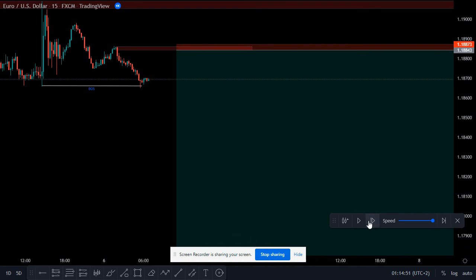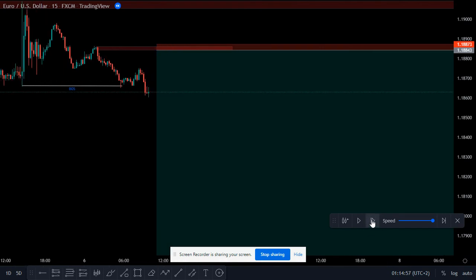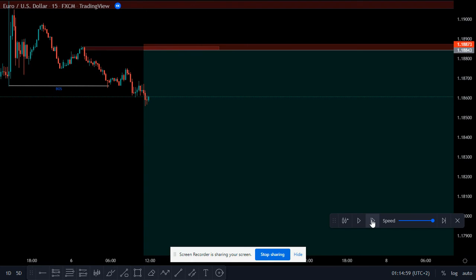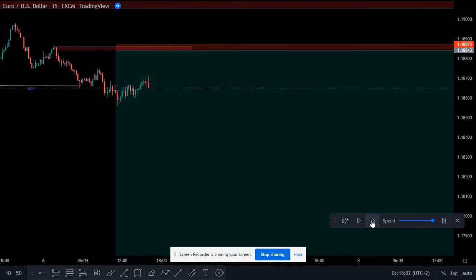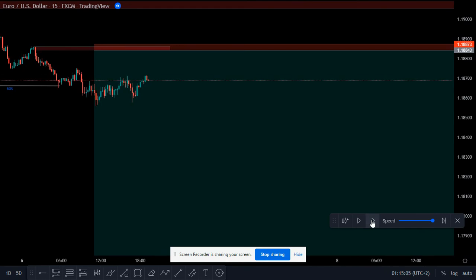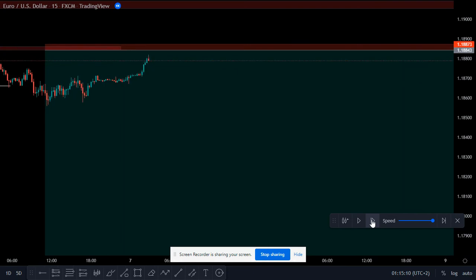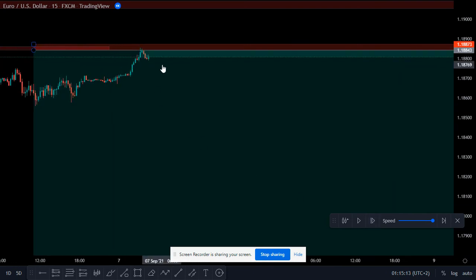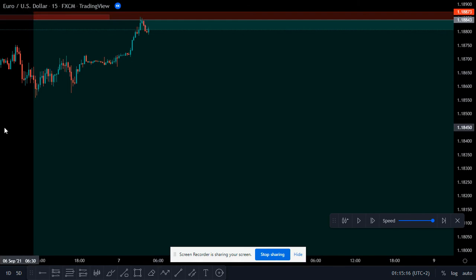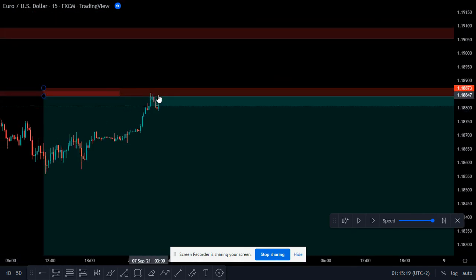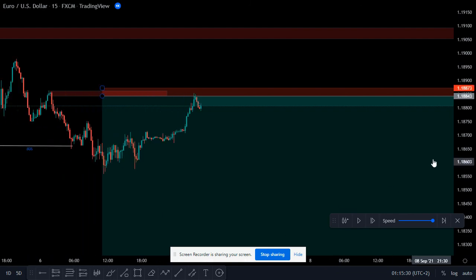So let's play price. The market is still playing, just ranging, but as you can see, the price came and took our orders, and didn't even hit our stop loss. So that's the nice thing about trading smart money concepts. You can have a very small stop loss, but you can have a huge TP.